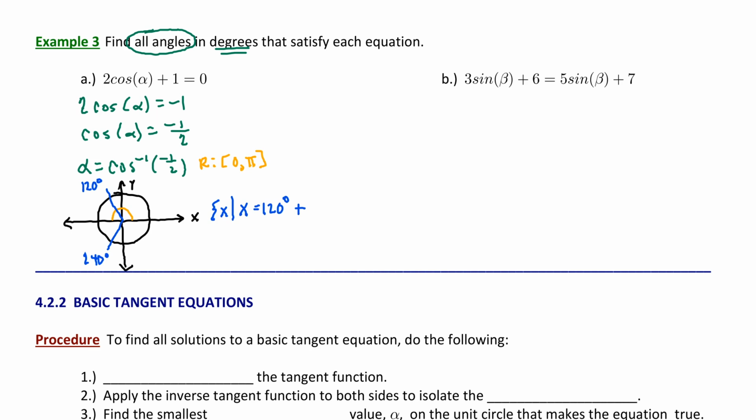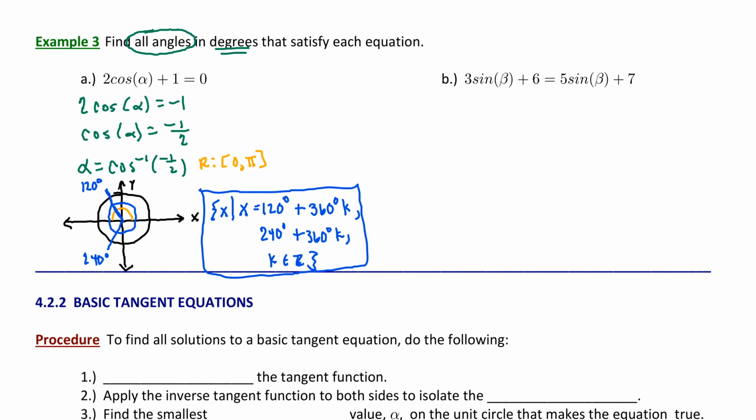I want to be careful here. I'm not going to use a multiple of 2 pi. I'm going to use a multiple of 360 since we're working in degrees. So if I take 120 degrees and I add any multiple of 360, I will find another angle coterminal with 120. Let's do the same thing with 240. We'll start with 240. We'll add 360 times k to generate all of the angles coterminal with 240. So we have found every possible solution expressed in this finite way to that simple cosine equation.